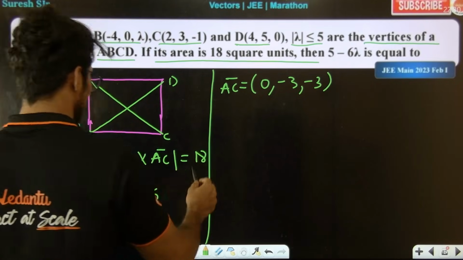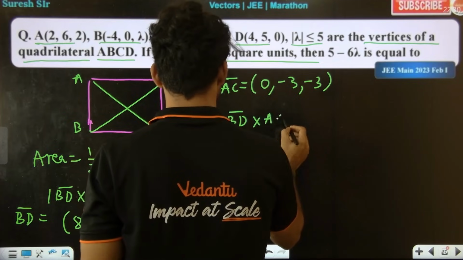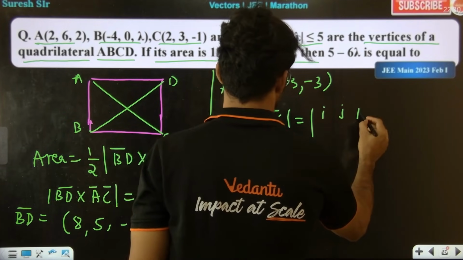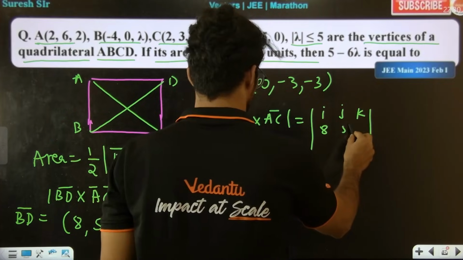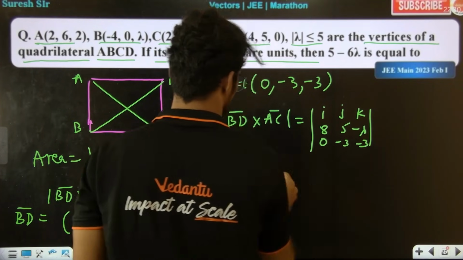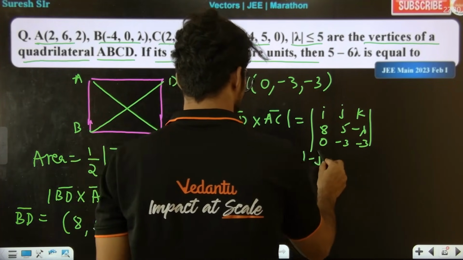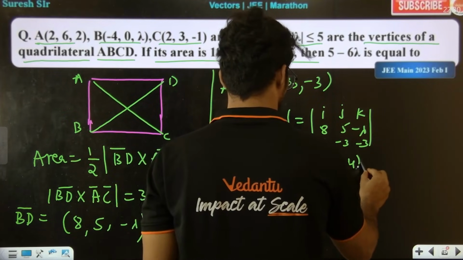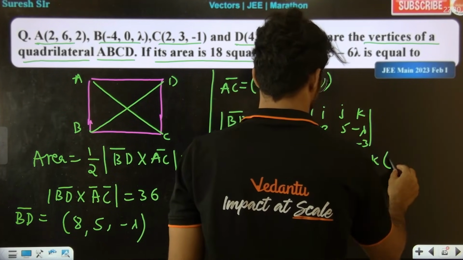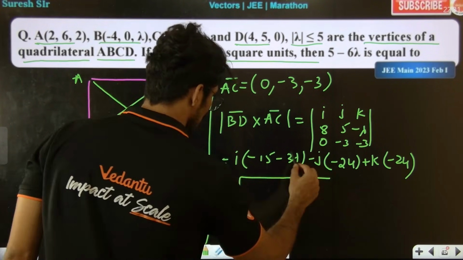Yes or no? Now what is the area going to be? Firstly we'll find the magnitude of the cross product. How do we do it, sir? IJK. BD is 8, 5, minus lambda, sorry. And this is 0, minus 3, minus 3. So I minus 15 minus 3 lambda, minus J, and minus 24, plus K, minus 24, sir. Check. This is BD cross AC. Any doubts? What is the magnitude going to be, sir? Tell me. So everything is in minus.